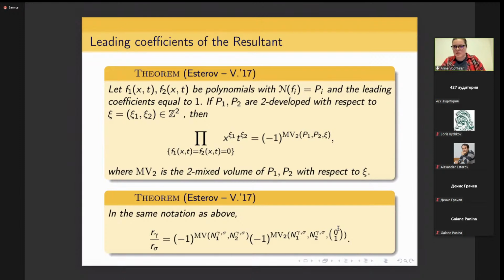So that's the operation that we could do for any pair of vertices of the Newton polytope of the resultant, and like that we can again restore all those quotients of leading coefficients of the resultant. Okay, that's all I wanted to say about the resultant. Unfortunately, I also don't have much time, so I have to pass on to the next step.